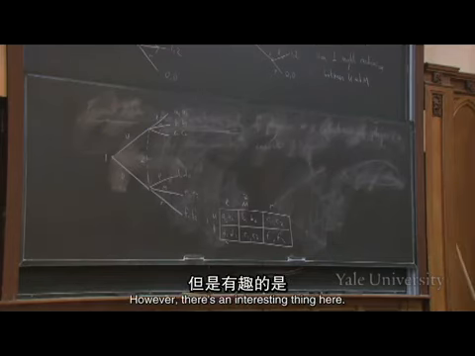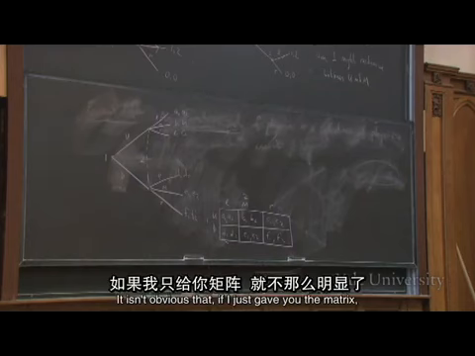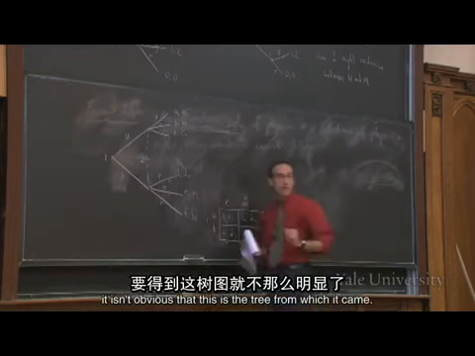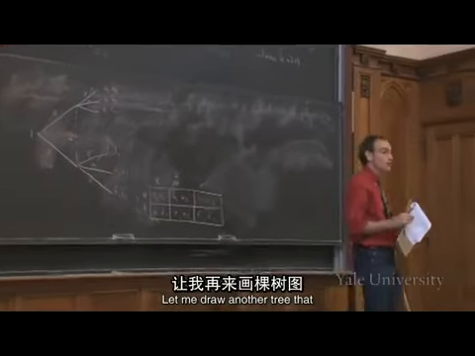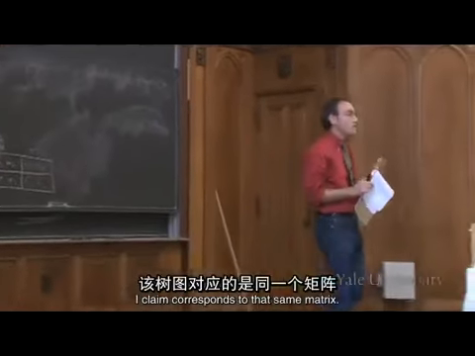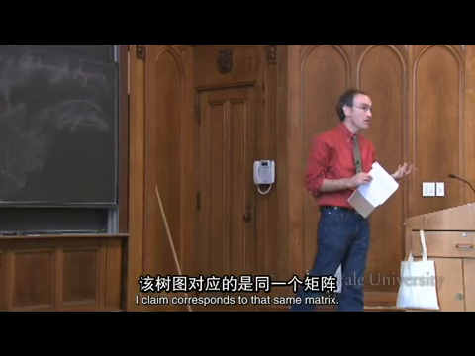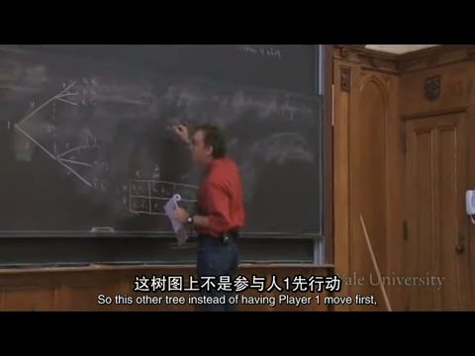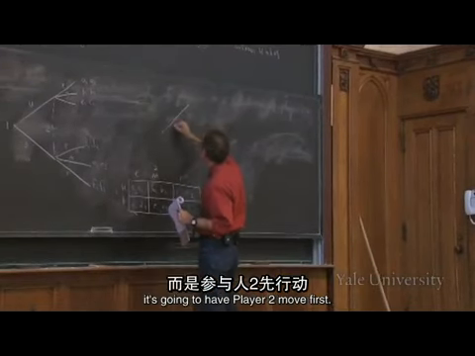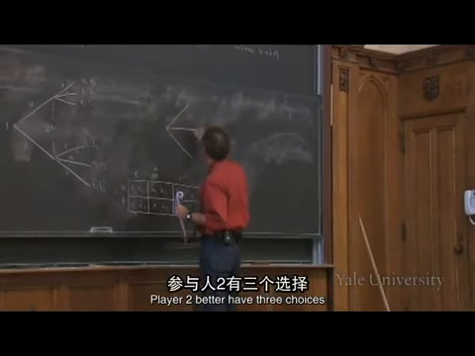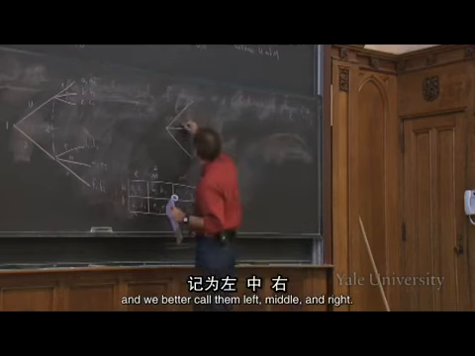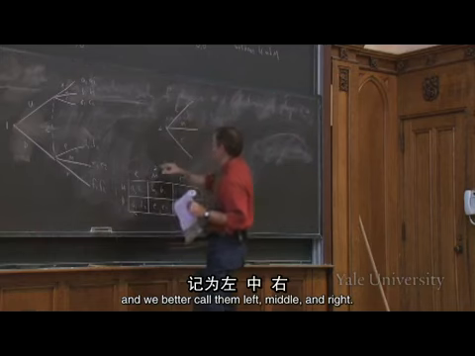However, there's an interesting thing here. If I just gave you the matrix, it isn't obvious that this is the tree from which it came. Let me draw another tree that I claim corresponds to that same matrix. Here's another tree. Instead of having player 1 move first, it's going to have player 2 move first. Player 2 better have 3 choices, and we better call them left, middle, and right.